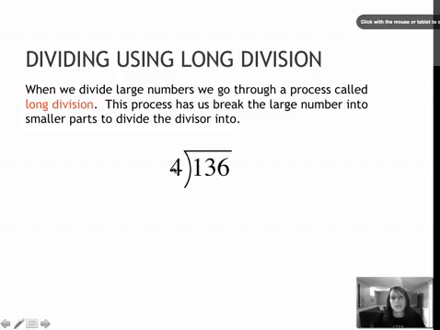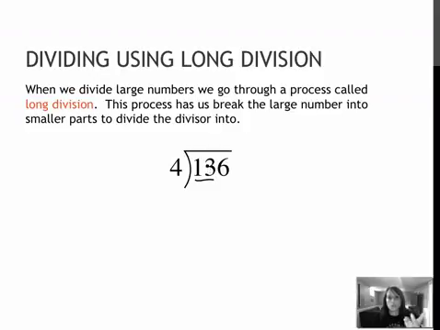I'll start by taking the divisor and seeing if I can put the divisor into the first digit. So 4 doesn't go into 1 at all. So instead of breaking it into a piece of 1, I'm going to break it into a piece of 2. Does 4 go into 13? Well, 4 times 1 is 4, 4 times 2 is 8, 4 times 3 is 12. If I did it times 4, that's 16, that's too many, but 4 goes into 13 3 times. So 4 times 3 is 12.